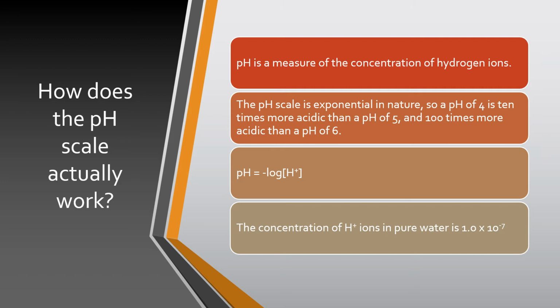Well, as we said earlier, pH measures the concentration of hydrogen ions in a solution. Since hydrogen ions are released by dissociated acids, the higher the concentration of hydrogen ions, the more acidic and thus lower the pH. The pH scale, however, is exponential in nature. A pH of 4 is 10 times more acidic, meaning it has 10 times the concentration of hydrogen ions, as a pH of 5. 4 is 100 times more acidic than 6, 1,000 times more acidic than 7, and so on. The formula for pH is pH equals the negative log of the concentration of hydrogen ions. The concentration of hydrogen ions in pure water is 1 times 10 to the negative 7th.